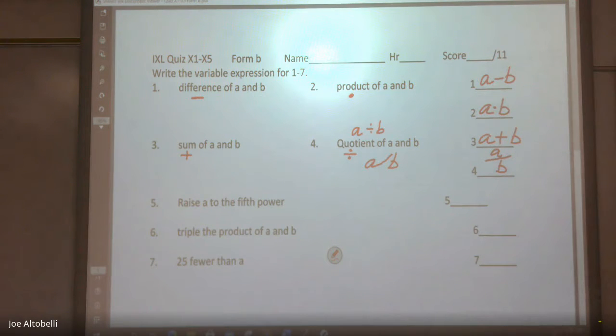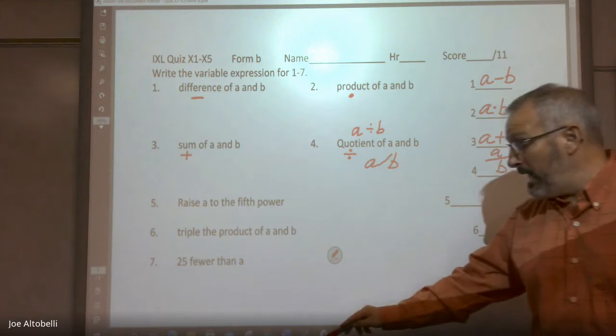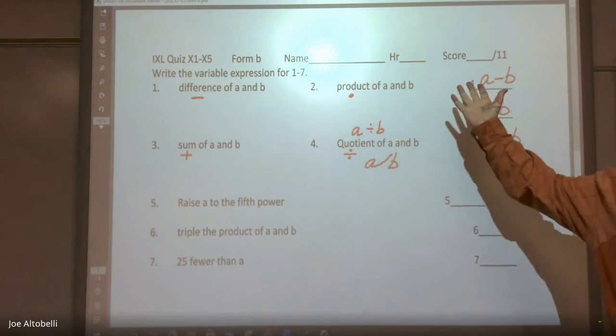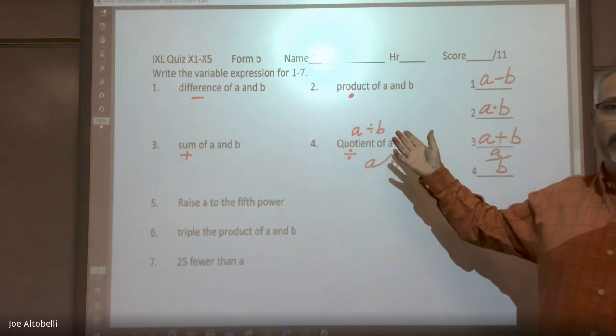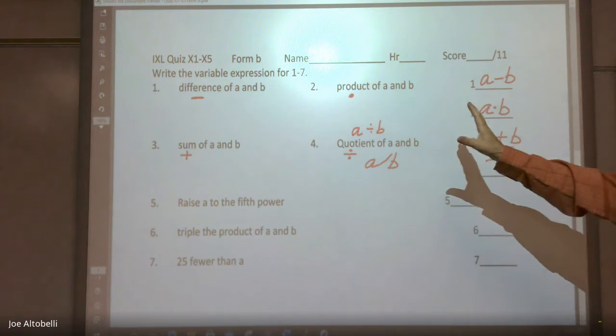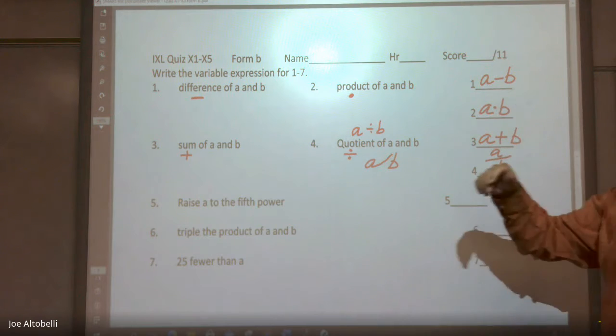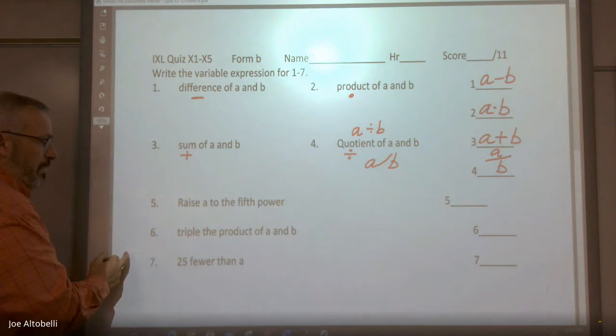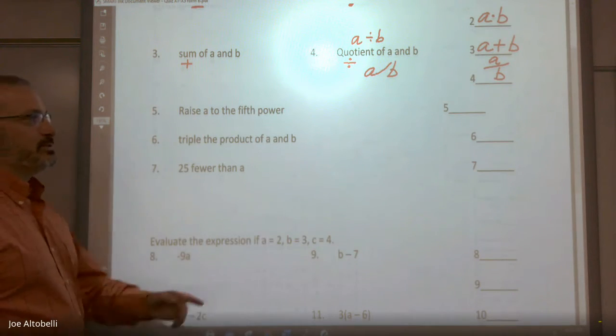Any other questions? Okay, now on your actual quiz, they're not in this order. So don't memorize the order here and get them all wrong, okay? But it's the same problem. I'm just switching the main word around.